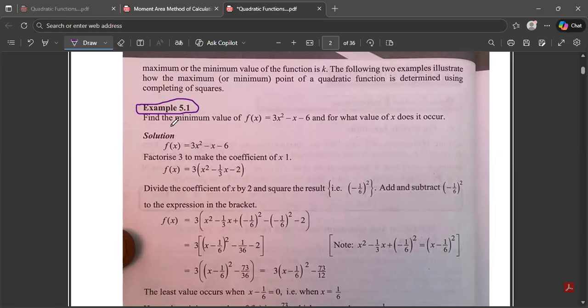So the example one, they said, find, this is the example we are looking at now. Find the minimum value of f of x is equal to 3x squared minus x minus 6, and for what value of x does it occur. So they say you find the minimum value of this quadratic function and the value of x at which it occurs.